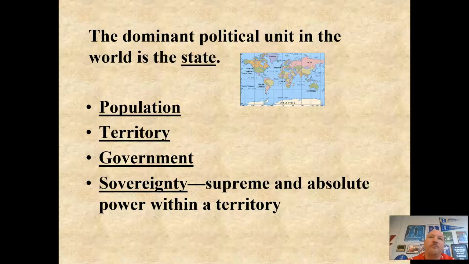And you may remember from U.S. history something called popular sovereignty. It's actually one of the 6 principles of the Constitution, which basically means we the people rule. So sovereignty means you have the authority to rule.